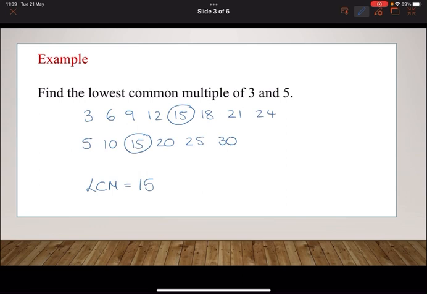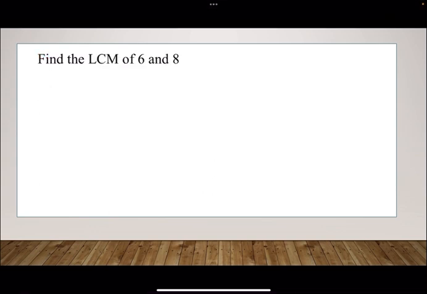If you find that when you've written out your list and you've written out a few numbers and you're not finding a common multiple, keep going. So make those lists longer and keep writing out the multiples until you find one that is the same in both. So here's one for you to try.